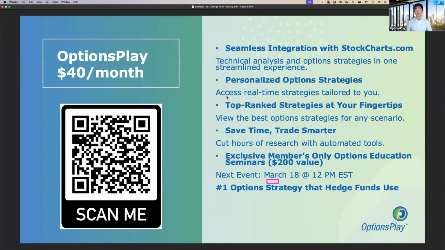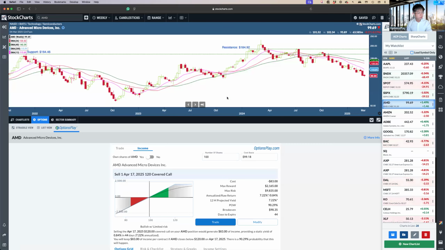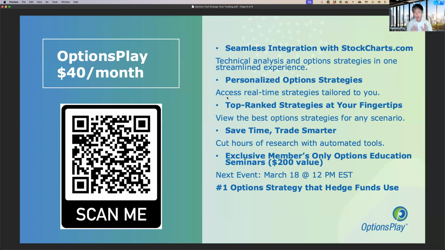Perfect. Okay. So, like I said, all of this is available to you for just $40 a month. And the best part of it is that we are not done. This is just phase one of the integration of the partnership that OptionsPlay has with stockcharts.com. We are already working on phase two. We're actually not too far off from releasing phase two.